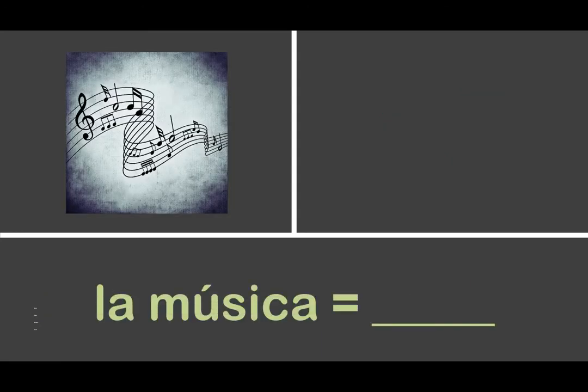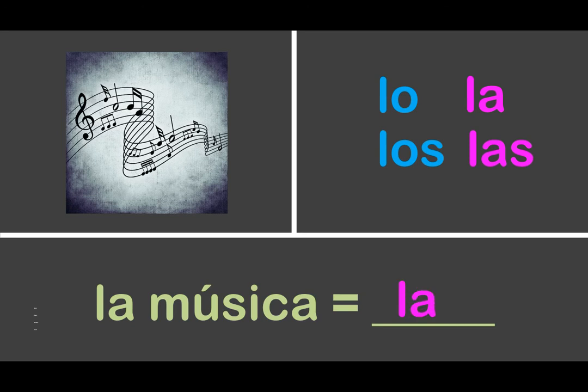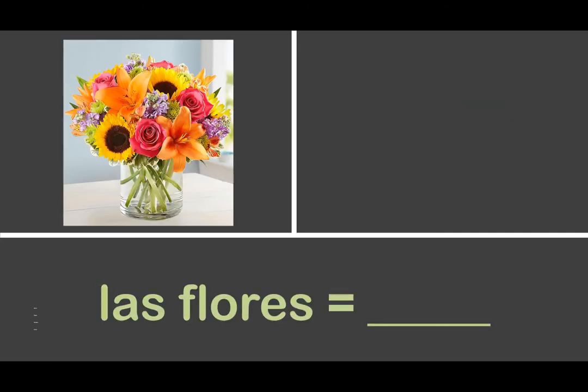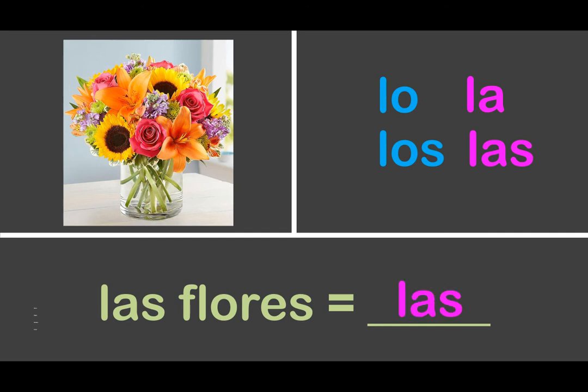La música. Lo, la, las, or los. Again, look at the definite article. To say it, we would say la, feminine singular. Las flores. Lo, la, las, or los. Look at the definite article. Las. To say them, referring back to the flowers, you would say las.